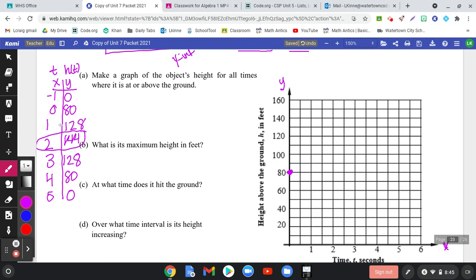Now, negative 1. Can you have negative time? No, you can't have negative time. So we're going to throw that out. We're starting at a time of 0. That's your y-intercept. We're going to start right there. That's your starting point. All right, and then plot the rest of these. 1, 128. So after 1 second, it's at 128 feet. Here's 130, so it's going to be just below it.